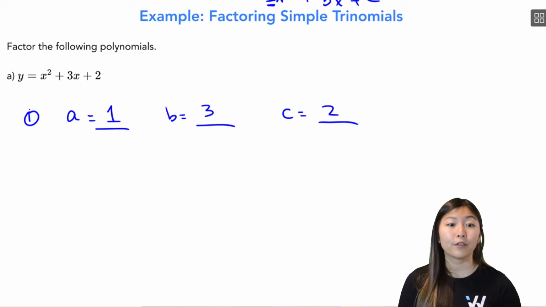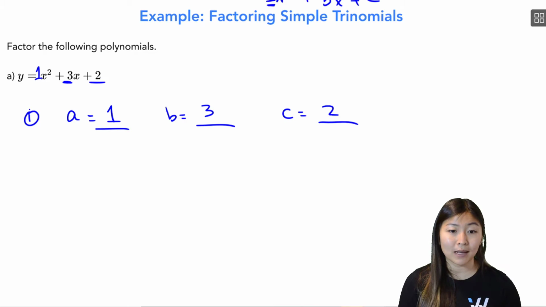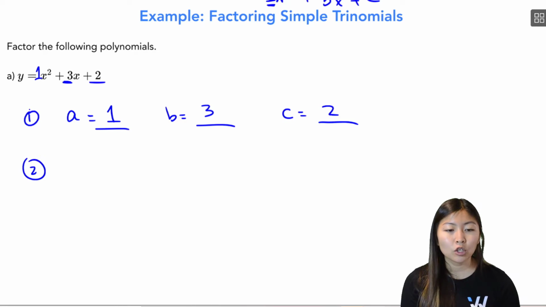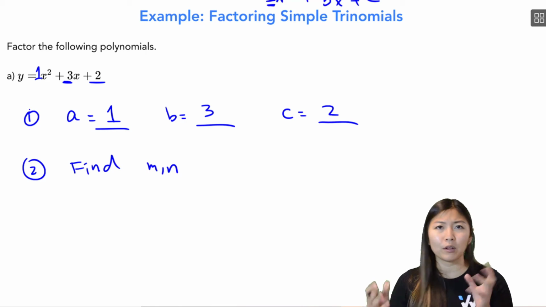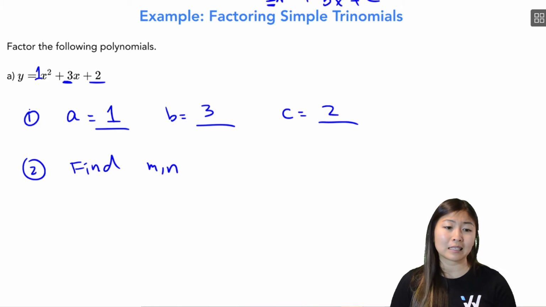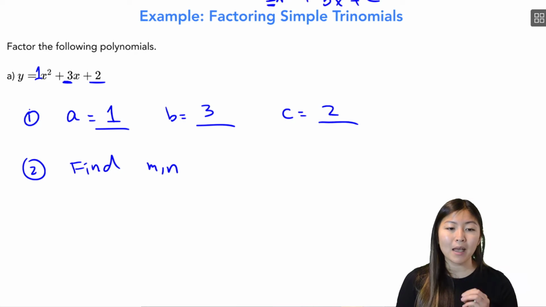So hopefully you got 1, 3, and 2. They're just the numbers that are in front of x squared, x, and the constant by itself. All right, step 2, we want to find two numbers, m and n. These are just placeholders. You can call it an apple and an orange or other letters like c and d, whatever you want. But we want to find two numbers, m and n, so that two things happen.